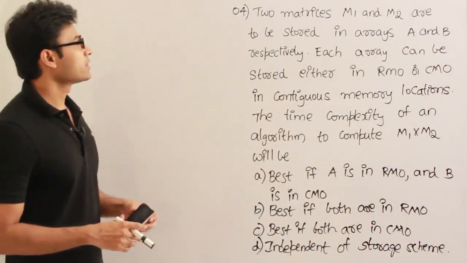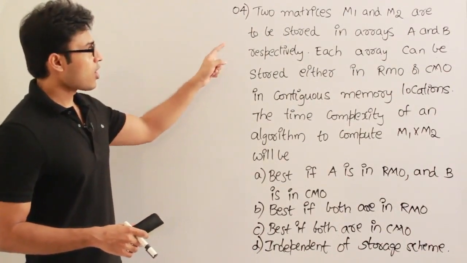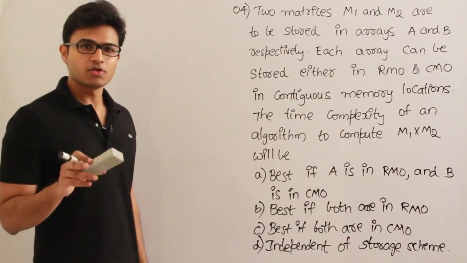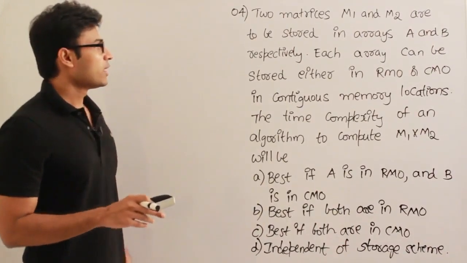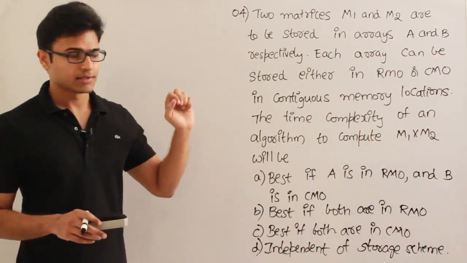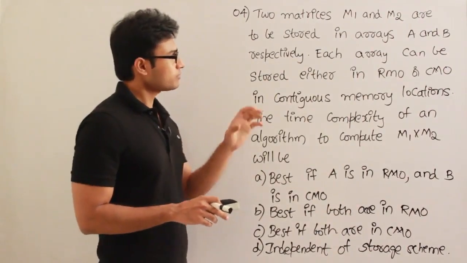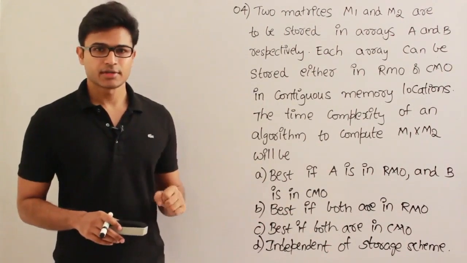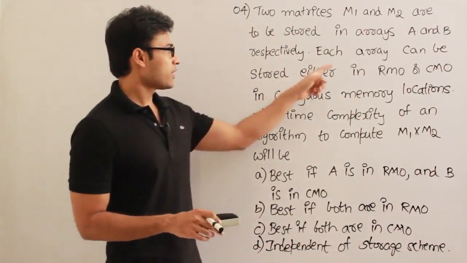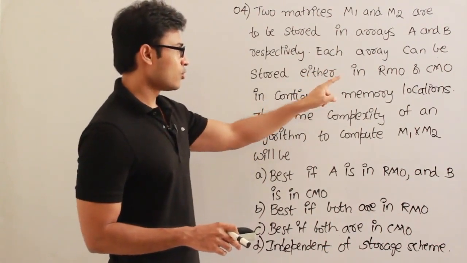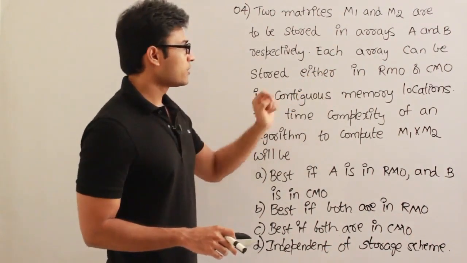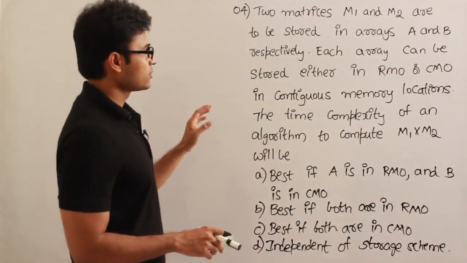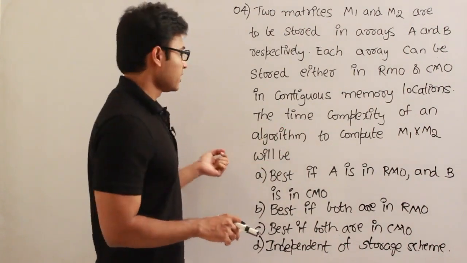Now let's see this. They are saying that two matrices M1 and M2 are to be stored in arrays A and B respectively. So that means that there are two matrices M1 and M2, and they are in the arrays. And now when a matrix is represented in an array, then definitely that is a two-dimensional array, isn't it? That is how we represent it. And each array can be stored in either row major order or column major order in contiguous memory locations, which means they are saying either A and B can be used in row major order or column major order representation.